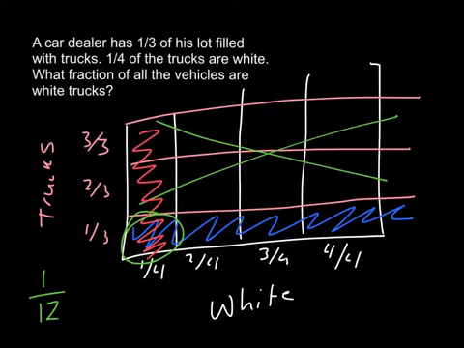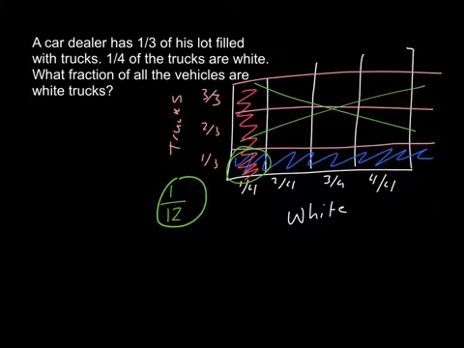are white trucks. And I can check that with a standard algorithm where I have 1/3 times 1/4. Again, multiply straight across. 1 times 1 is 1. 3 times 4 is 12. So 1/12 are white trucks.